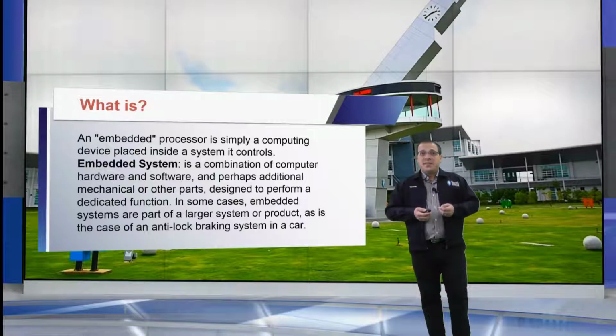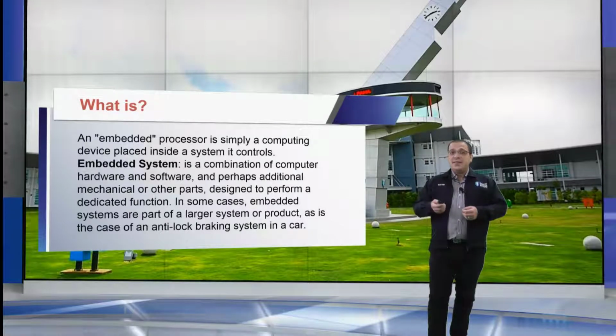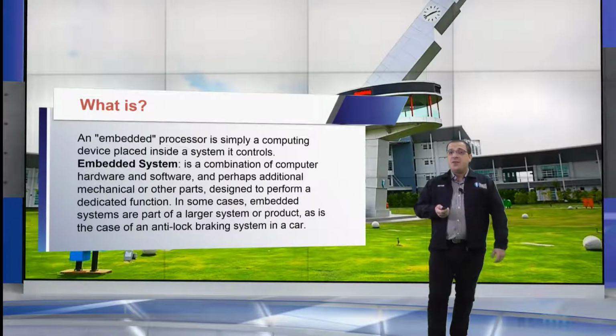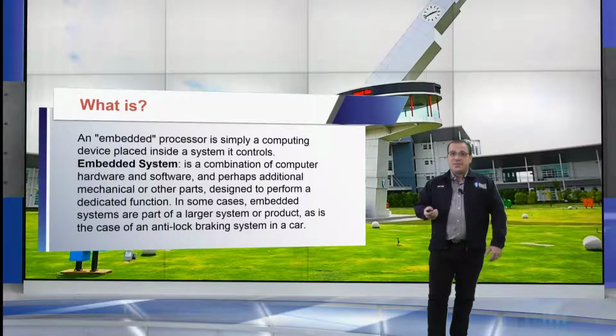So an embedded system is a combination of computer hardware and software, and perhaps additional machinery or other parts, designed to perform a dedicated function. In some cases, embedded systems are part of a larger system or product, as in the case of an anti-lock braking system in a car. Nowadays, the controlling system is embedded inside the car. In any car, there is a small computer or small controller to control each device, especially in luxury cars, which have very complicated systems.